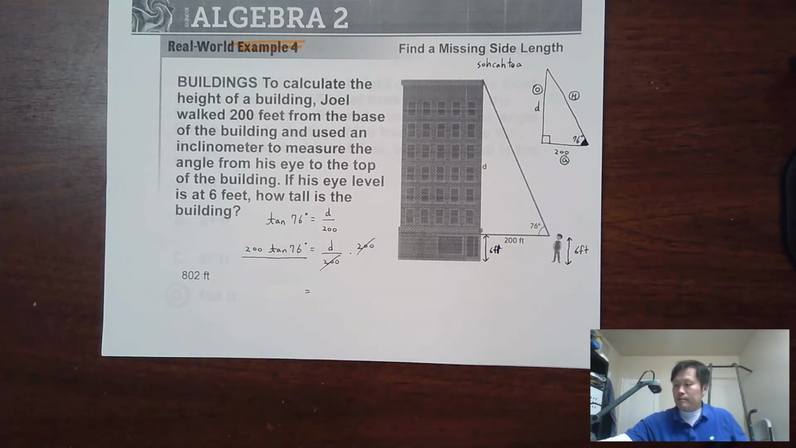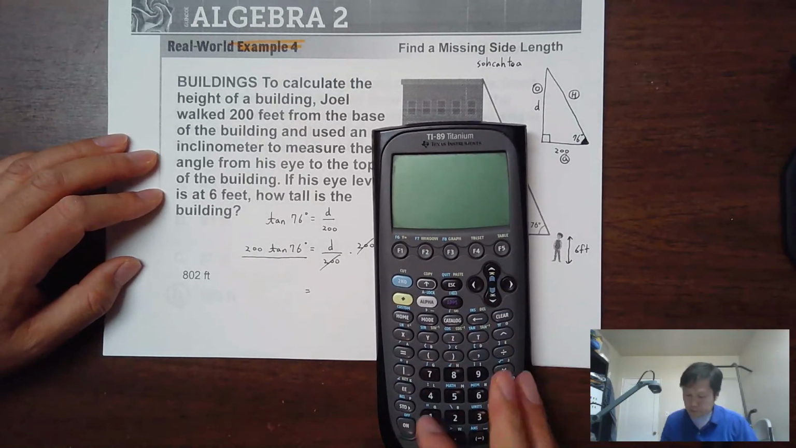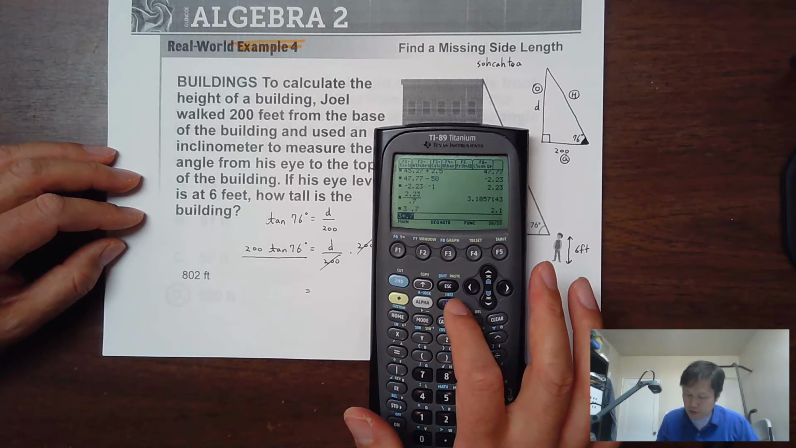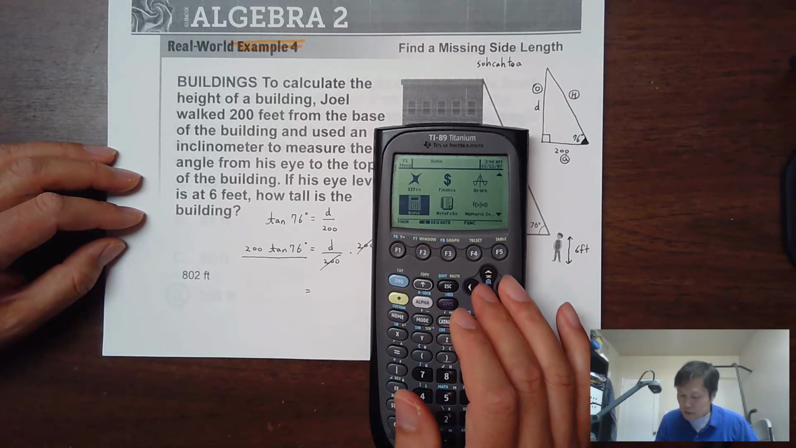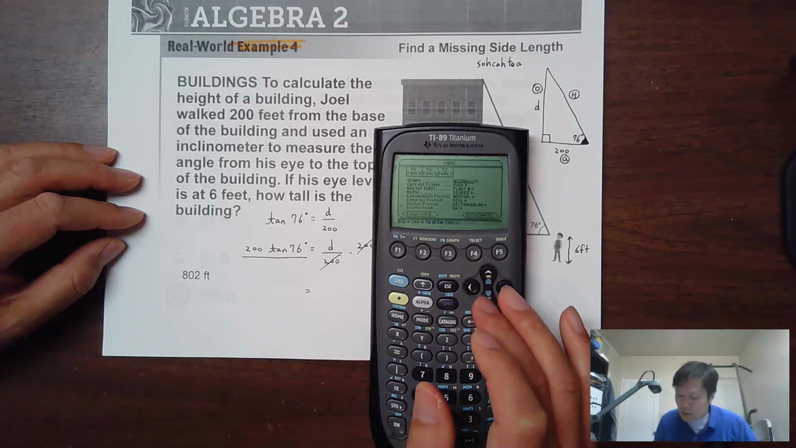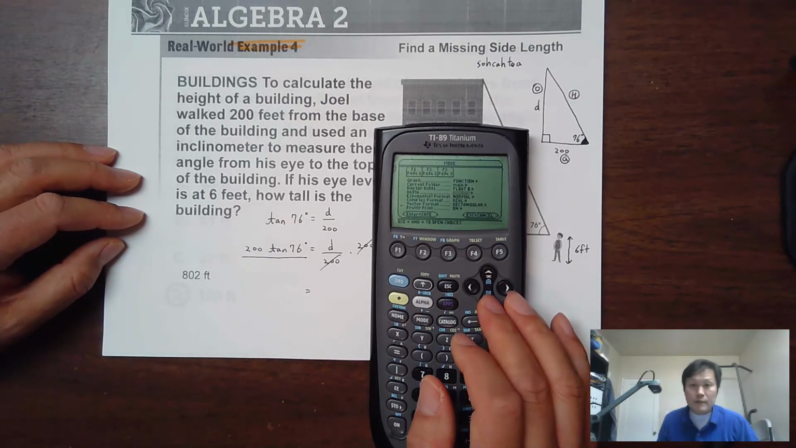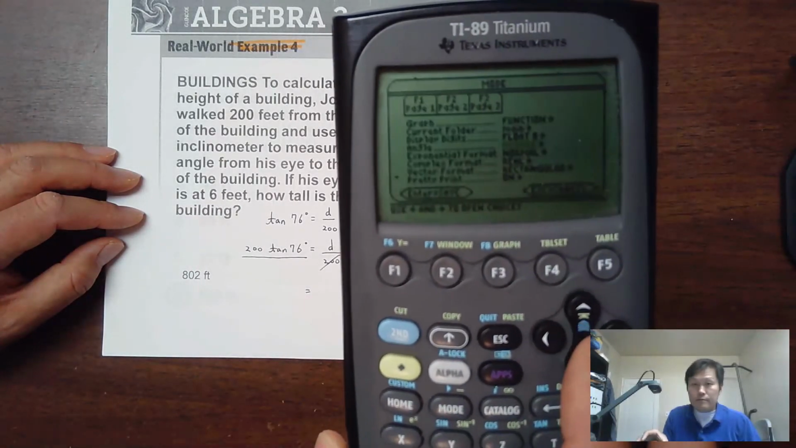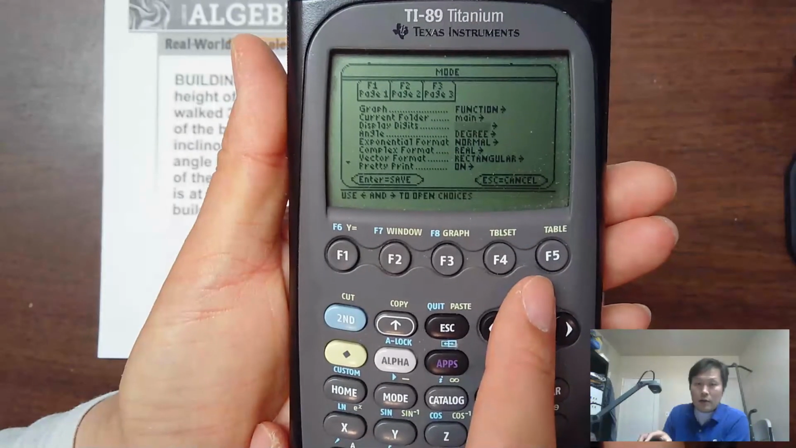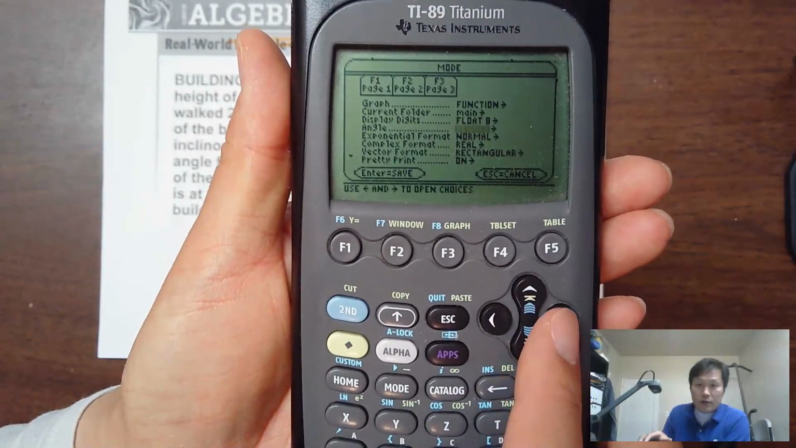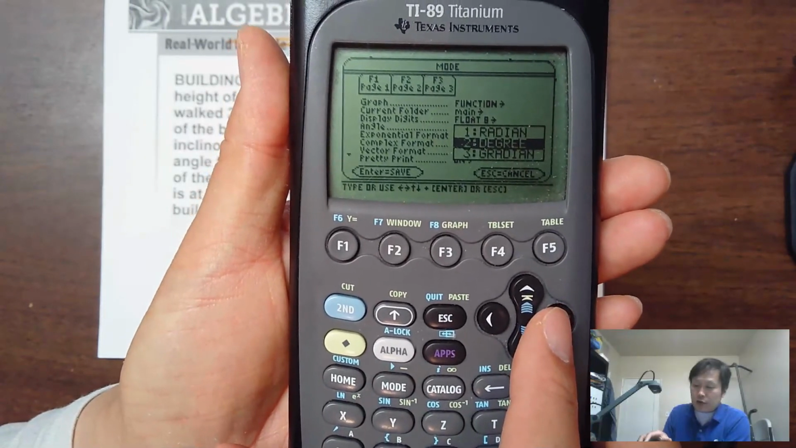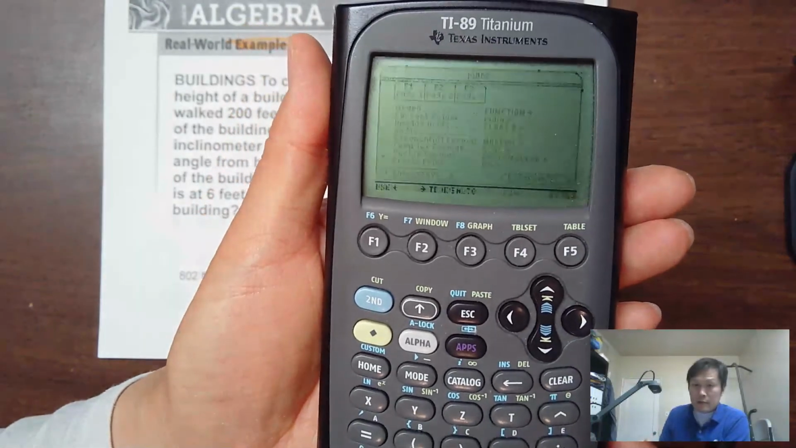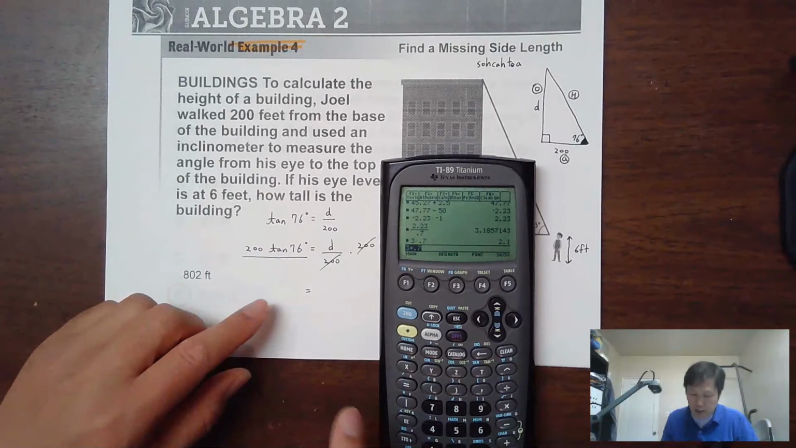Let me put it into the calculator here. The first thing you have to be careful about when you use a calculator is to make sure your angle mode is degree. Angle mode here, if you look at it, my calculator is in degree. You have to check the angle mode being degree right here. You don't want it to be radian or the other. Angle mode should be degree. So be careful with that.